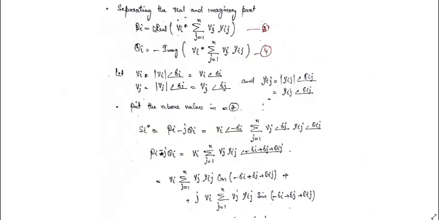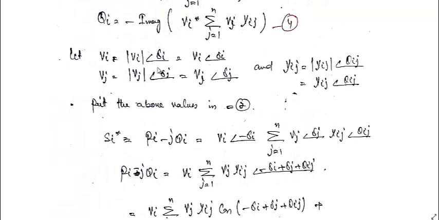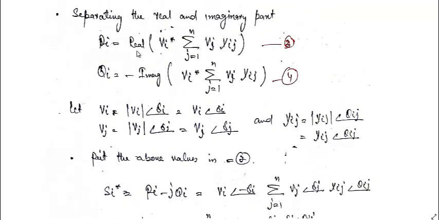Now separating the real and imaginary part, you can see that Pi will be equal to the real part of the equation, that is Vi star into summation of j equal to 1 to N Vj Yij. Qi will be equal to minus imaginary of Vi star summation j equal to 1 to N Vj Yij, because we have the equation Pi minus jQi, and that minus we have taken over here. We can say that minus Qi will be equal to imaginary of this, so Qi equals minus imaginary of the whole equation.